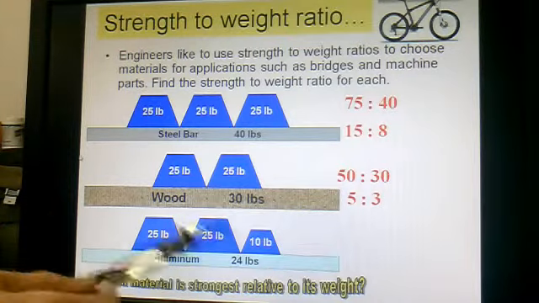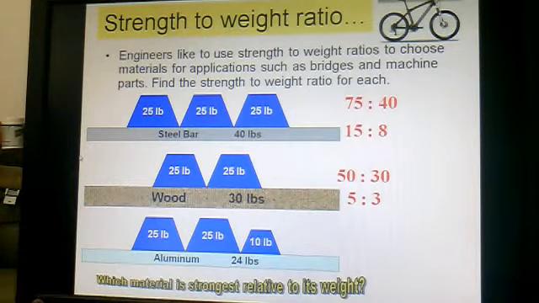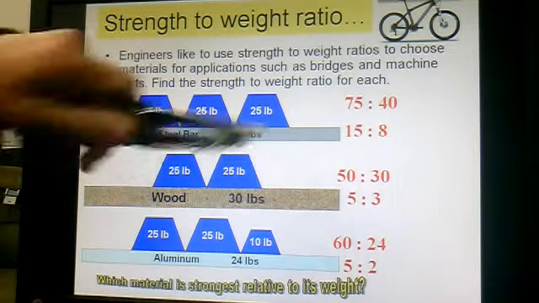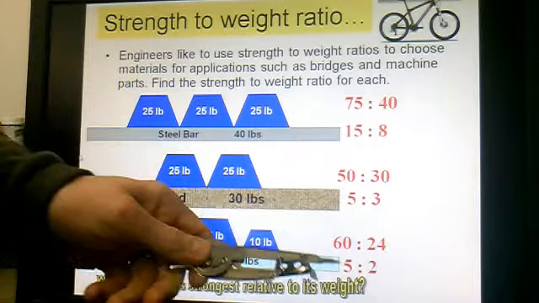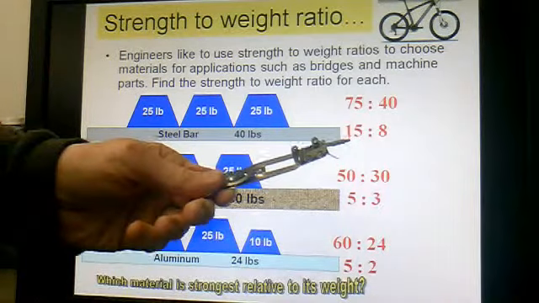And the last one, this little weight here, is 10 plus the 2 25s. You get 60 to 24. You can divide all those by 2. You can divide them all by 4. You can divide them all by 12. And get it down to 5 to 2. So in the math world, we love these ratios. In the engineering world, they want to know which one of these is the best.